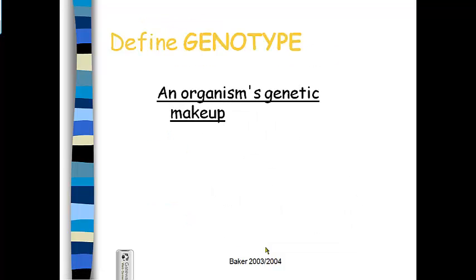Two more things here. Genotype. When we talk about genotype, it's basically your genetic makeup. It's the genes that you have. The way I remember this one is geno stands for genes, and so it's the genes that you have.